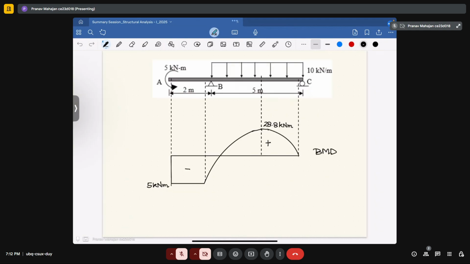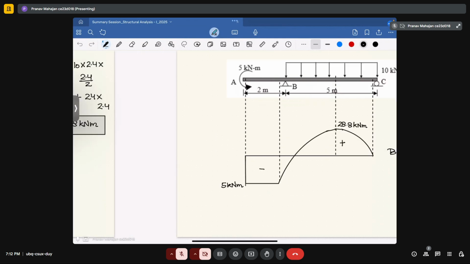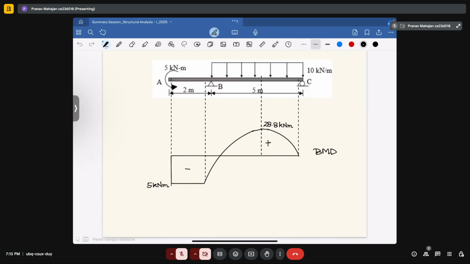So as we already know, the bending moment diagram for this UDL is a parabolic surface, or you can say 2-degree surface. So in this you have seen that at x is equal to 2.4, near about the middle of the 2.5, you are getting the bending moment value to be equal to 28.8. That's why you have made the parabolic section.